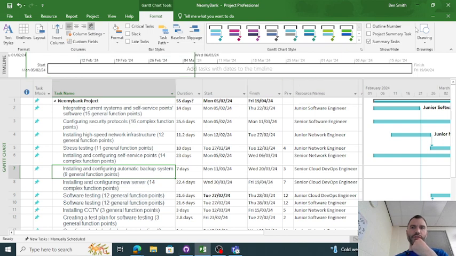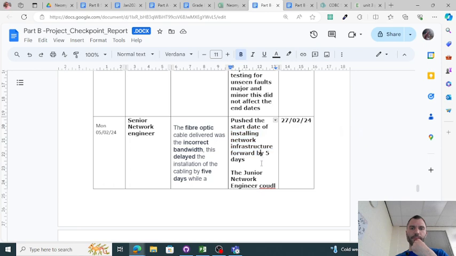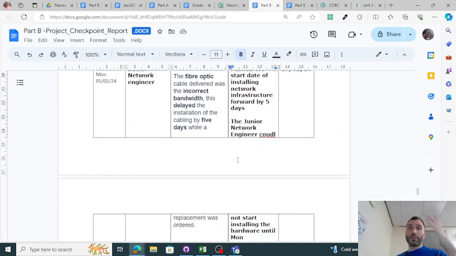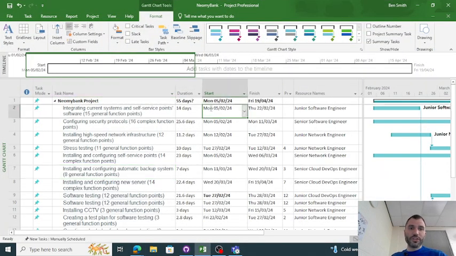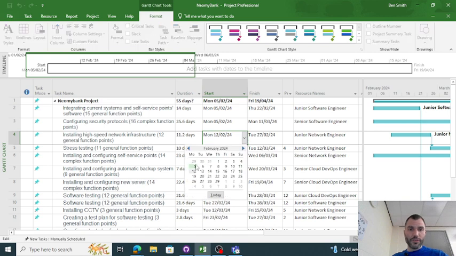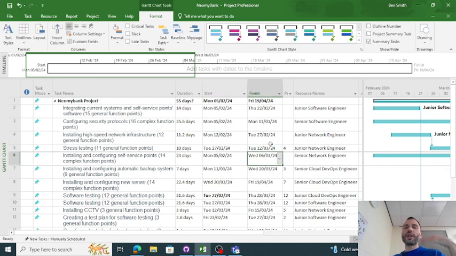So I said that it was a 5-day delay here, and there's nothing you can do about that in terms of testing, so you're just going to have to wait an extra 5 days. So I said that those tasks originally started on the 5th of Feb, but because of the delay, they're going to start on the 12th, right? So that actually had a knock-on effect to some of the other tasks.